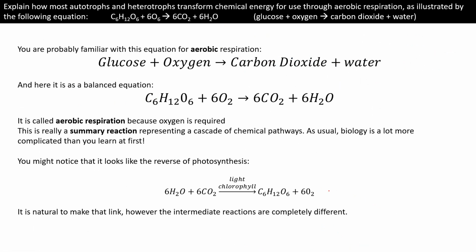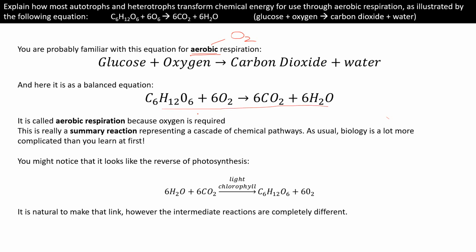Next idea. Explain how most autotrophs and heterotrophs transform chemical energy for use through aerobic respiration, as illustrated by the following equation. C6H12O6 plus 6O2 goes to 6CO2 plus 6H2O, which is glucose plus oxygen goes to carbon dioxide plus water. You should be familiar with this if you have done Year 11. This is the equation for aerobic respiration. Aerobic means it involves oxygen. So we've got a balanced equation here. You need to remember this.